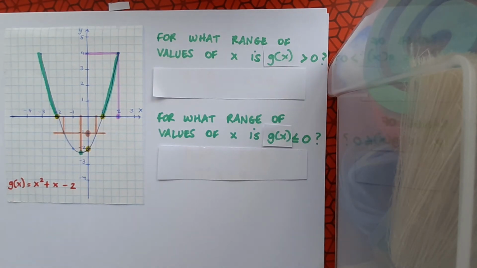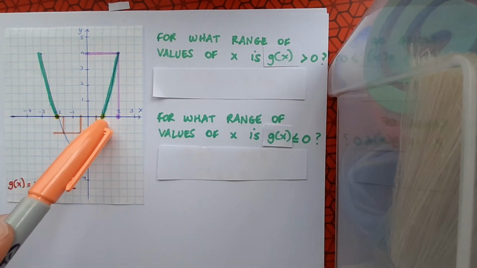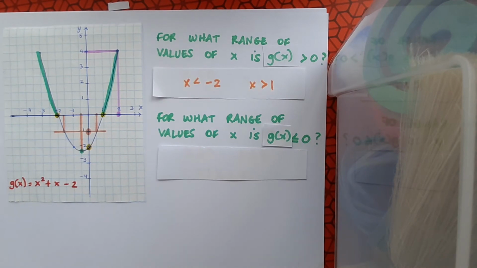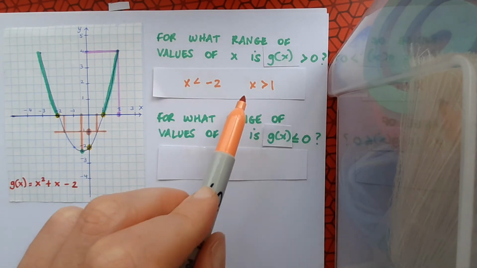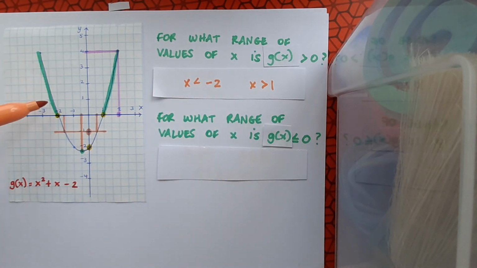Okay, so how should I write my solution then for this? Well, I'm above the x-axis before -2 in this case, and after 1. So that's how I write my answer. Notice that I don't run it together into one statement because I've got two separate regions of my graph highlighted.